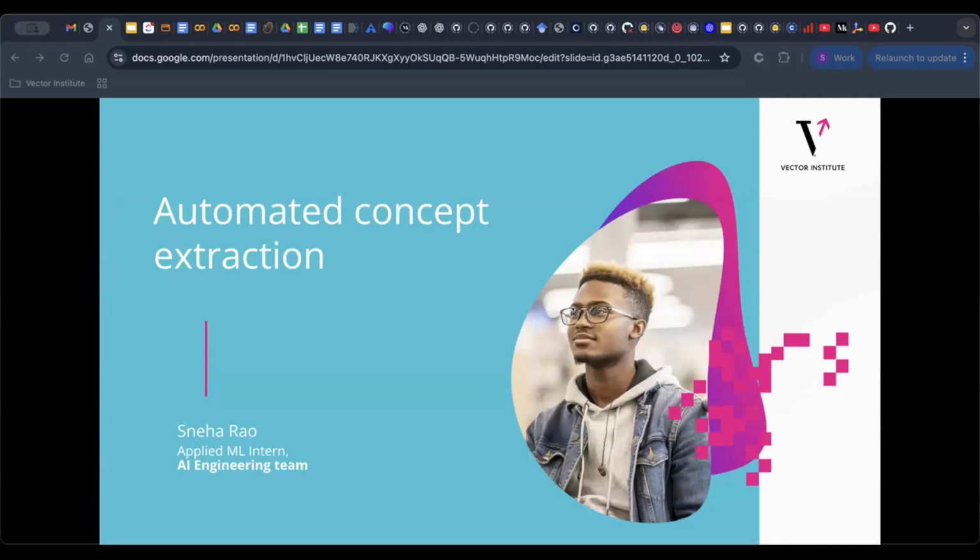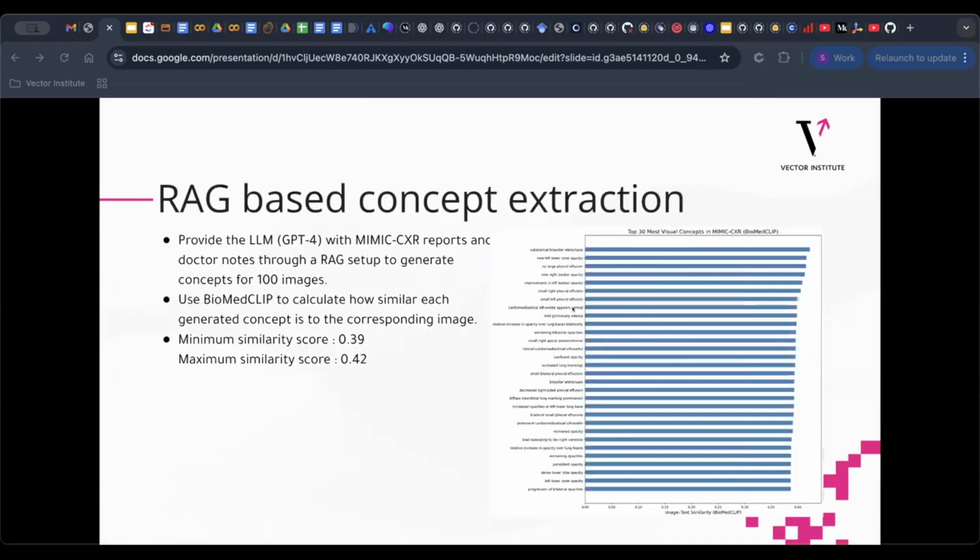The next part was the automated concept extraction part. As part of this, there were two main ideas. Instead of having an expert annotate the concepts for you, we can either generate those concepts using a RAG-based system, or have an agentic pipeline, an agentic flow in place to do the same for us. As part of the RAG-based concept extraction, initially we had used GPT-4, but because of the cost associated with accessing the OpenAI API, we moved to open source models like Llama 3, Med42, etc. So these are the results for the different models that we tried.